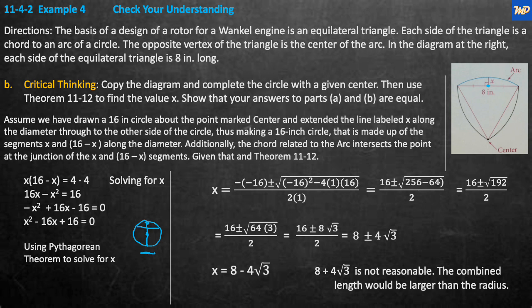Additionally, the chord related to the arc intersects the point at the junction of x and 16 minus x. So what they're saying here is that this chord right here intersects the diameter that we drew, that goes down here, all the way down 16 inches. Okay? I'm going to erase that little smudge mark there.